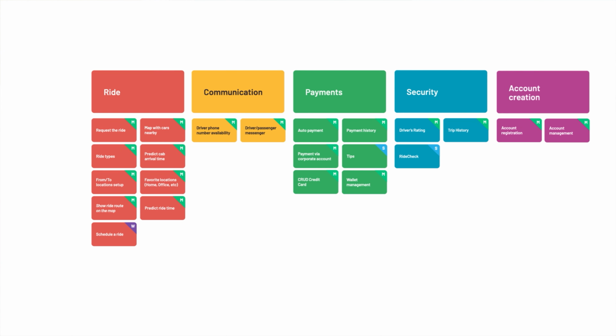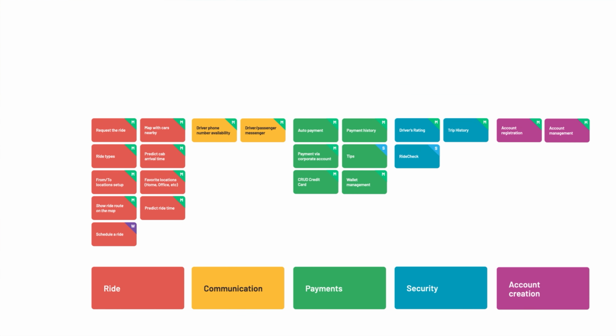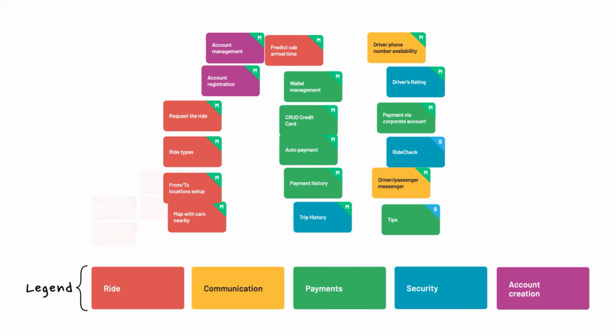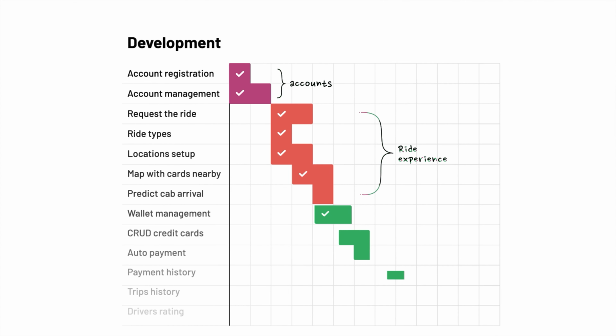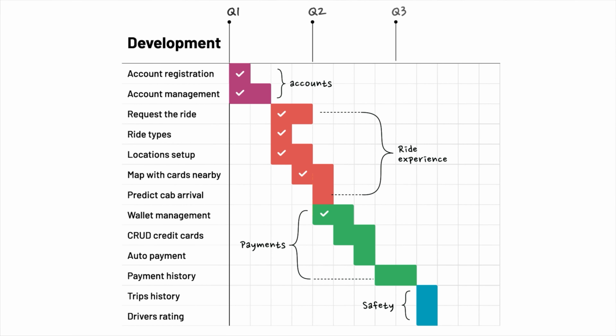The final step would be to transform the epic stack into a roadmap view. We take the epic cards and form the colored legend, while tasks are sequenced by priorities and other factors like execution time, resources availability, etc. There you go, now we have a ready-to-go roadmap.